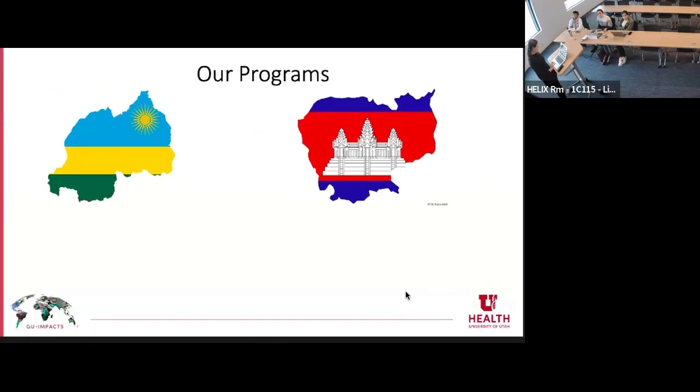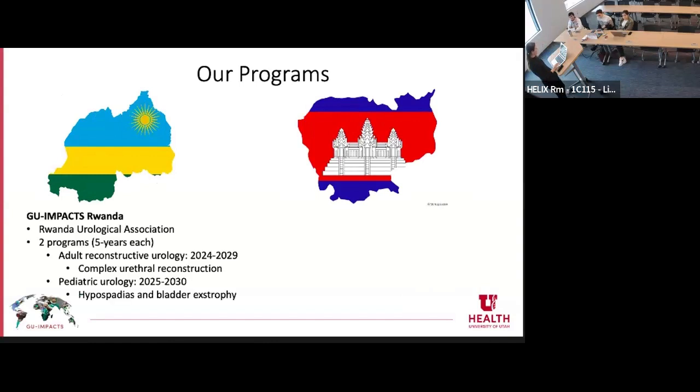All right. As I mentioned, we now have these 2 partnerships, one in Cambodia, one in Rwanda. The Rwanda partnership is with the Urologic Association there. There we agreed on 2 programs, each 5 years. These program focuses were based on the informal needs assessment, which I didn't get into detail about, but there's an adult reconstructive urology program focused on complex urethral reconstruction, and a plan for a pediatric urology program, hopefully to start next year, focused on hypospadias and bladder exstrophy.